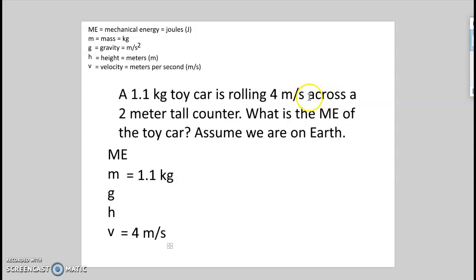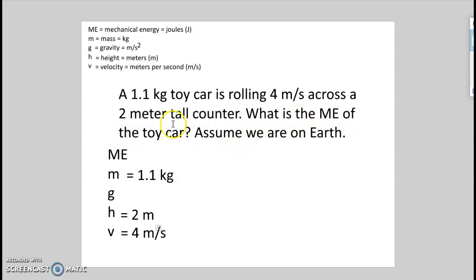Continuing on, it rolls across a 2 meter tall counter. Again, this is describing how tall the counter is. Height is a description of how tall something is. So meters, go back to my list, meters, or m, that's height. So my height must be 2 meters, or 2m.